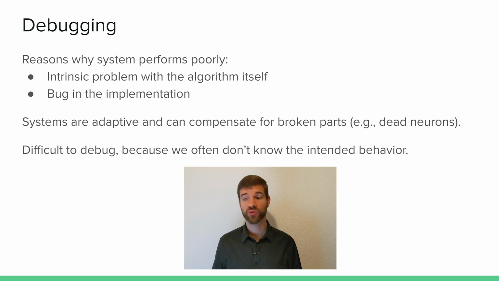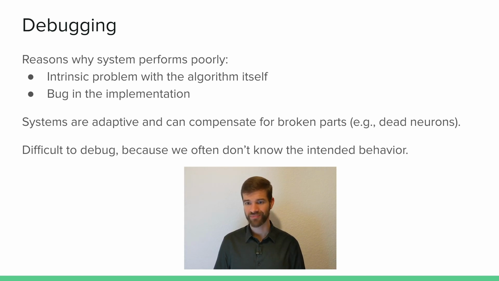When you have your network ready and you run into some issues, you should start debugging and trying to find the reasons why your system is performing poorly. There could be intrinsic problems with the algorithm itself. For example, you've just chosen the wrong type of layers for your problem, you would need some sort of memory, but you're not having that because you're using a convolutional neural network. So there could be some intrinsic problems with the algorithm, or there could be a bug in your implementation. And the second is quite likely something you will encounter in your project.